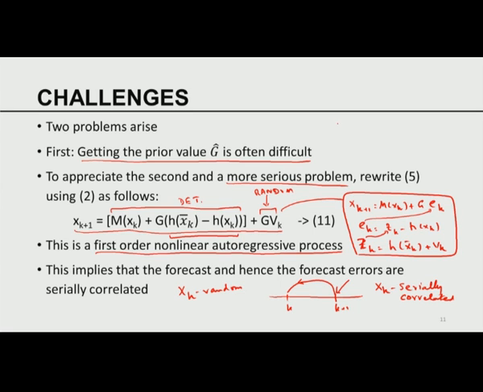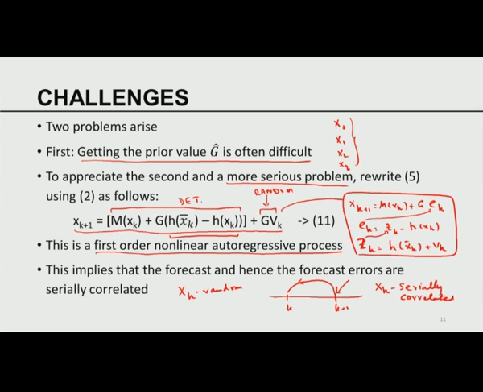I have x naught, I have x1. X1 has the effect on x2, x3. x3 depends on x2, x2 depends on x1. x1 is random, x2 is random. Therefore, x1 and x2 are not totally independent. x1 is a realization of a random process, x2 is a realization of a random process, and x2 depends on x1. So there is a serial correlation that is induced.